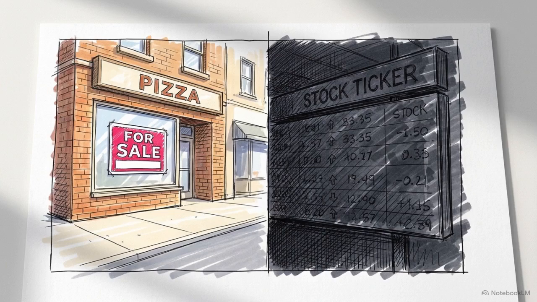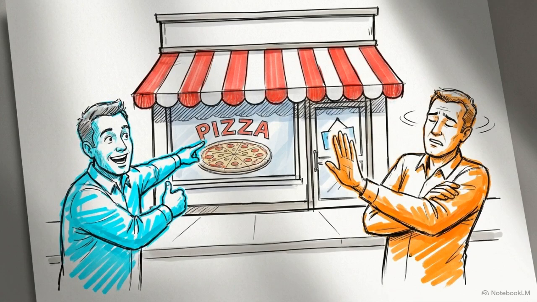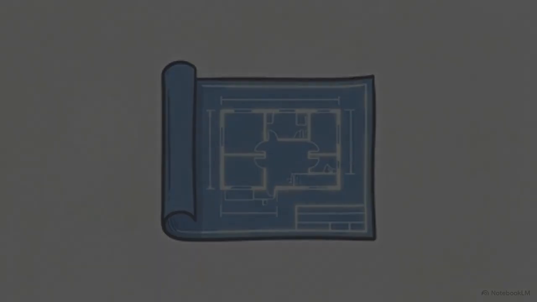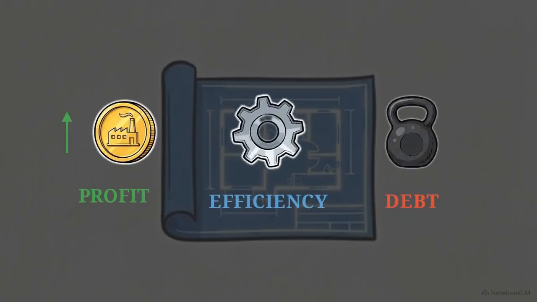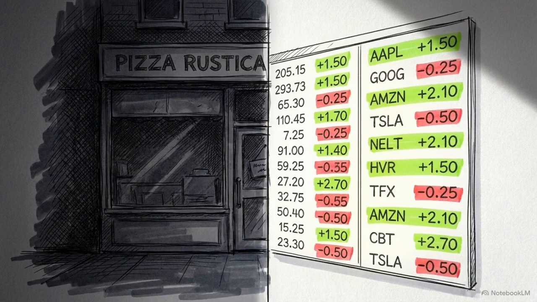Imagine you are walking down the street and see a local pizza shop with a for sale sign. You wouldn't buy it simply because a friend told you it was a good idea. You would look under the hood to see how much profit it makes, how much debt it carries, and how efficiently it operates. Buying a stock on a digital exchange requires the exact same approach.